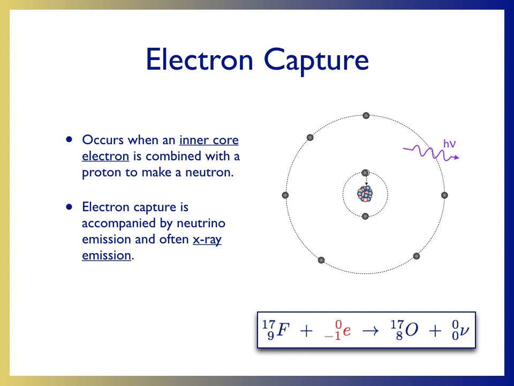Notice that the electron in the nuclear equation appears on the left-hand side, or reactant side, of the equation. We also get neutrino emission in this reaction too. Note that electron capture is a pretty rare process and only certain nuclei will undergo it.